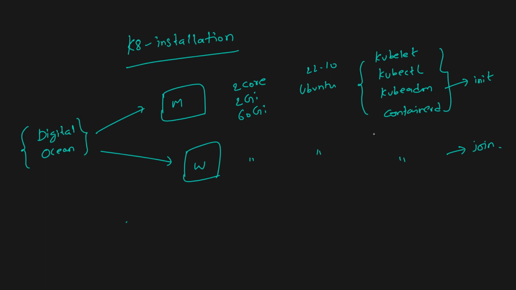We have to disable swap and load some kernel modules and some network configurations. Yeah, so that is at a high level. So let's continue the installation.